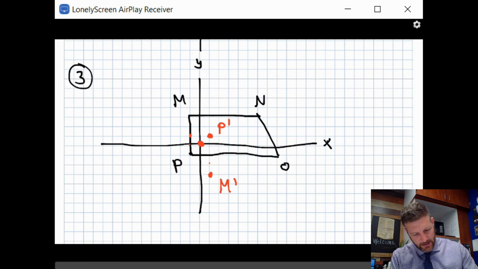Then we're going to take N. N is 1, 2, 3, 4, 5, 6, 7 across from M. So we can just count that again. 1, 2, 3, 4, 5, 6, 7. So there's my N prime. And then we can see that O is 1, 2, 3, 4, 5, 6, 7, 8, 9 from P. So I just find my new P and do that same thing. 1, 2, 3, 4, 5, 6, 7, 8, and 9. All right, and so here is my new trapezoid. This point was O prime.